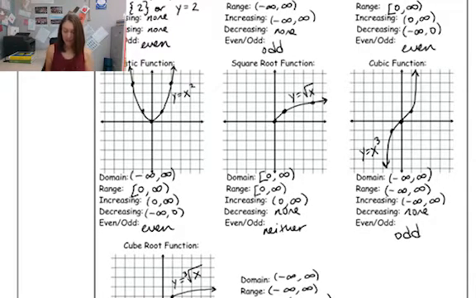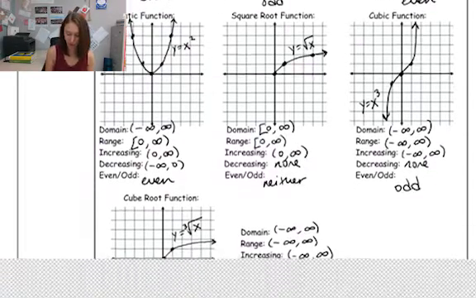Cubic function, so y equals x cubed, looks like that. Domain is all real numbers, so is the range. It's always increasing over its domain from negative infinity to infinity. It is never decreasing, and it is an odd function because it's symmetric to the origin.